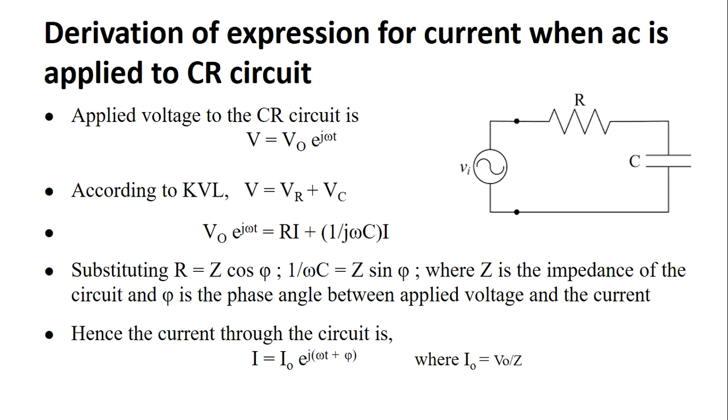That means when the complex voltage V is equal to V0 into e to the power j omega t is applied to a circuit containing a resistor and capacitor in series, the current flowing through the circuit is given by I is equal to I0 into e to the power j omega t plus phi. From this expression, we come to know that in a CR circuit, the current leads the voltage.